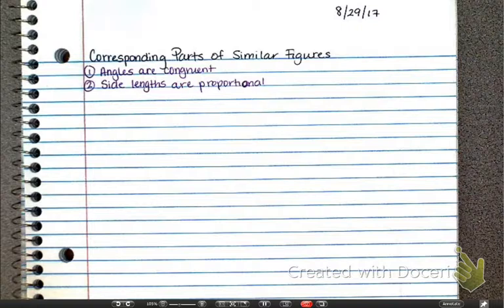Okay, that's going to be important when we're talking about similar figures. A dilation is just a similar figure. It's not exactly the same because it got bigger or smaller. It's going to be the same here. So you have to have congruent angles and you have to have side lengths that are proportional. If you don't have those two things, the figures are not similar. Okay, so let's look at an example.